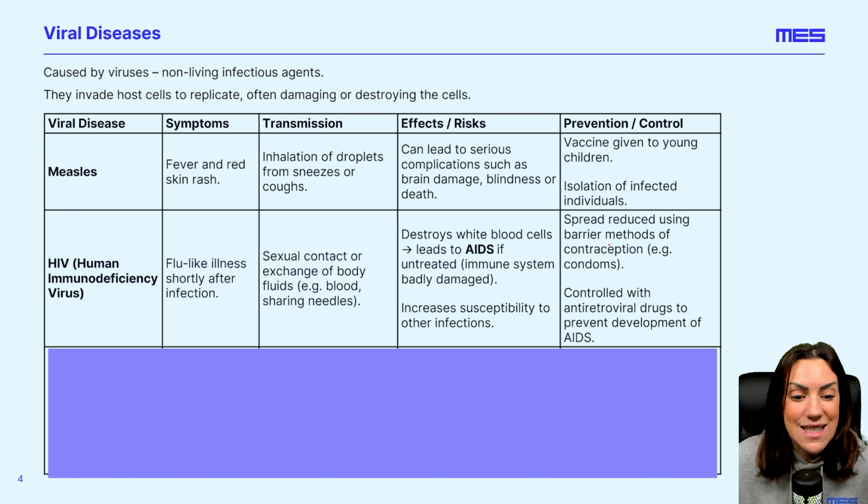Well, obviously, because it's spread via sexual contact, sexual intercourse, using barrier methods of contraception like condoms is going to reduce the spread. And there are drugs or medications called antiretroviral drugs to prevent the development of AIDS. It actually slows down the reproduction of the HIV virus, but this is not a cure.